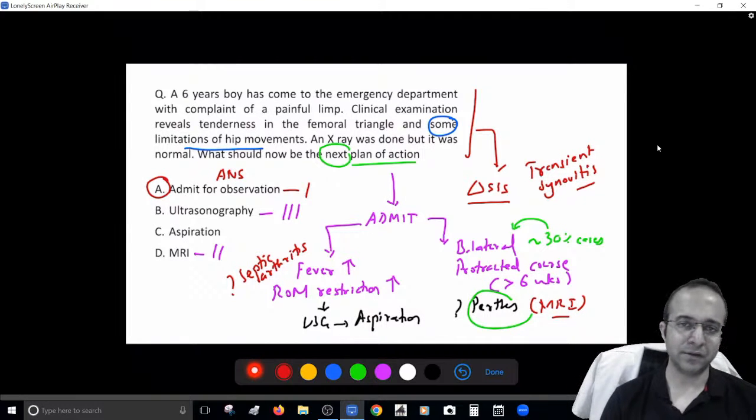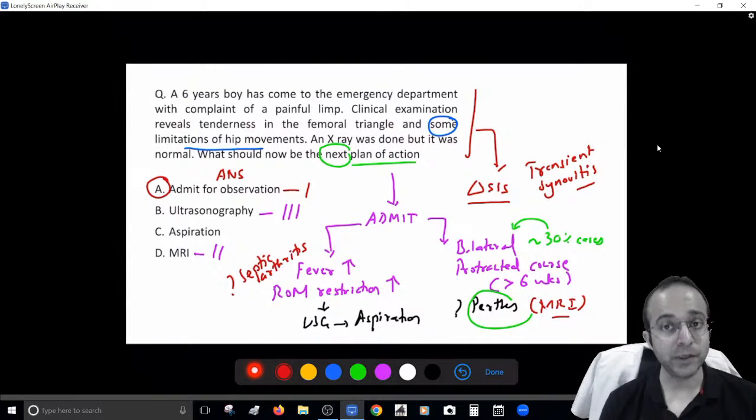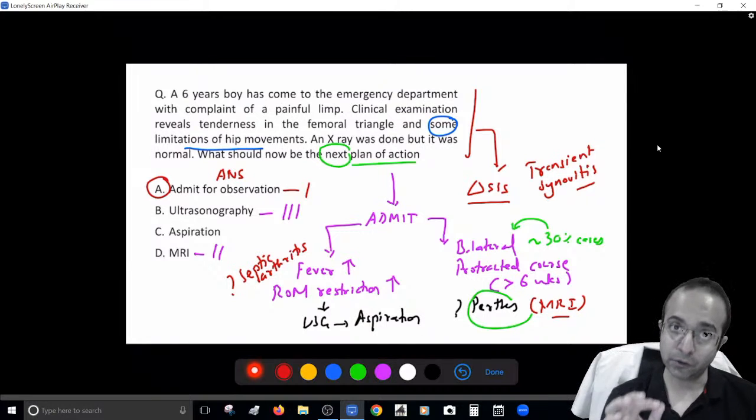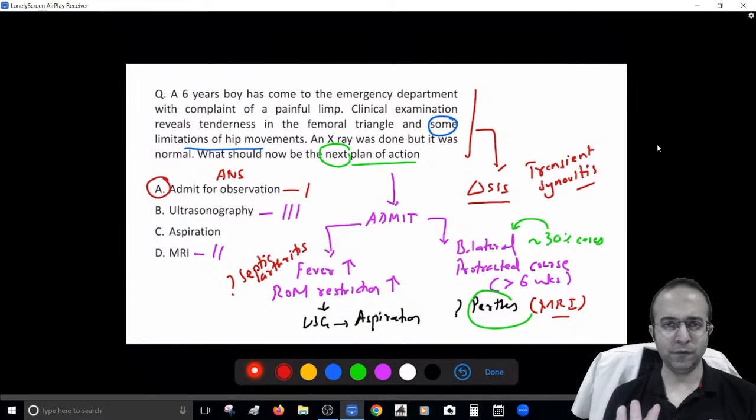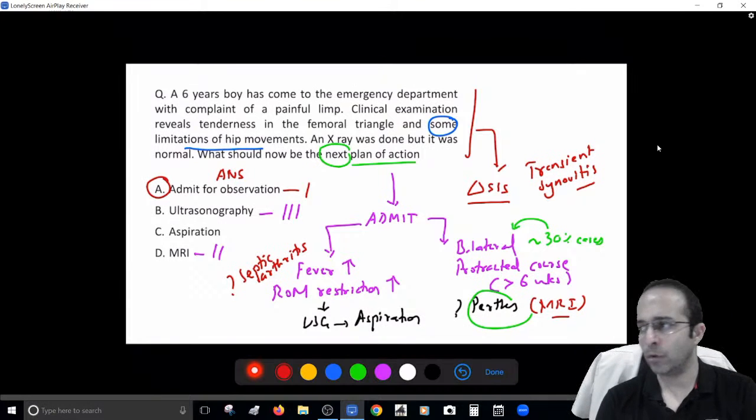And why hurry with ultrasound? Because right now the child is not fulminant. The range of motion that is restricted is only terminal. Okay, so you can wait, and no high grade fever or anything else has been reported in this question. So observation should be the key. Fine enough, guys, fine enough.